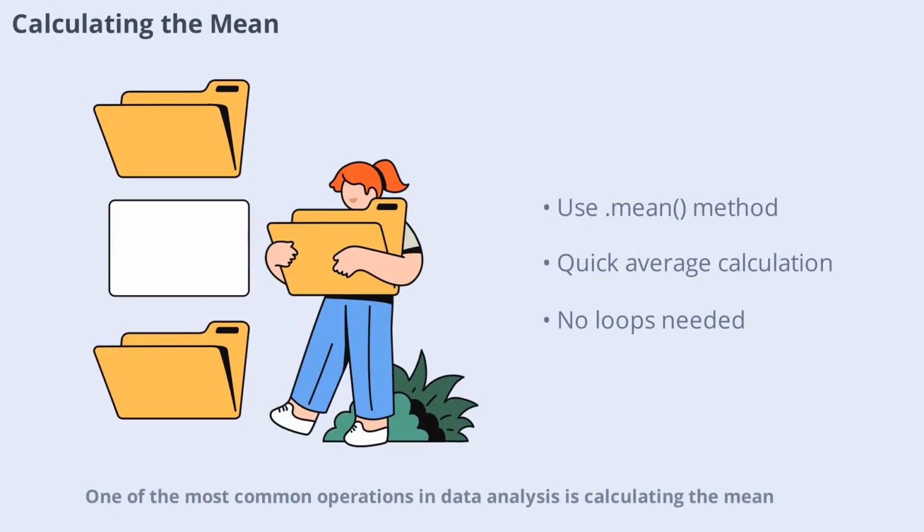One of the most common operations in data analysis is calculating the mean or average of a dataset. With NumPy, this is incredibly straightforward. Simply use the mean method on your array. For example, if you have an array called r, you can find its mean by writing r.mean(). This saves you from writing loops or extra code, making your workflow much more efficient.